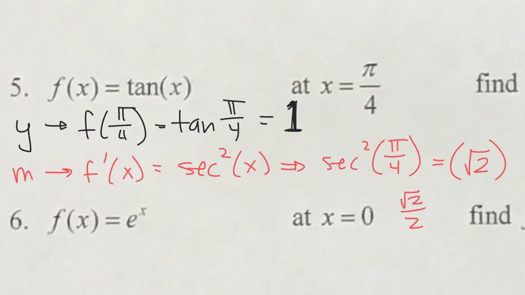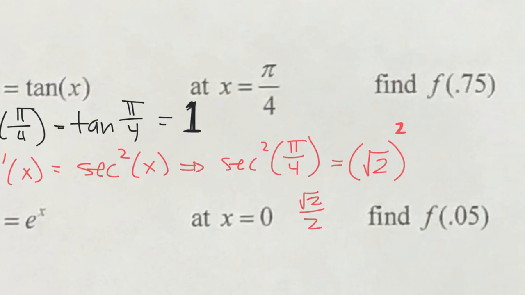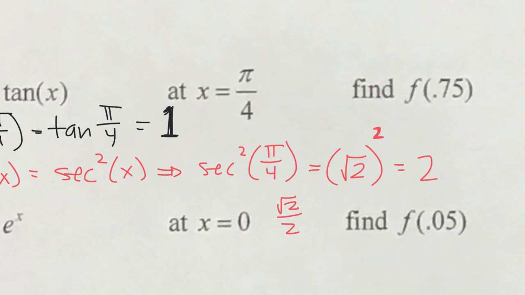And I need to do what to my secant? I need to square it, right? The secant squared of pi over 4. So first I find the secant value at pi over 4, and then I square that. Right? I'm not squaring pi over 4, I'm squaring the secant at pi over 4. So my slope is going to be positive 2.